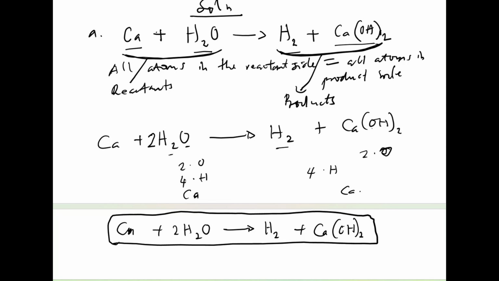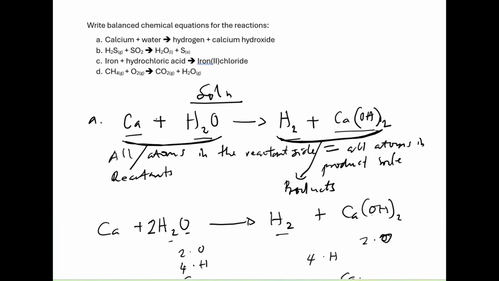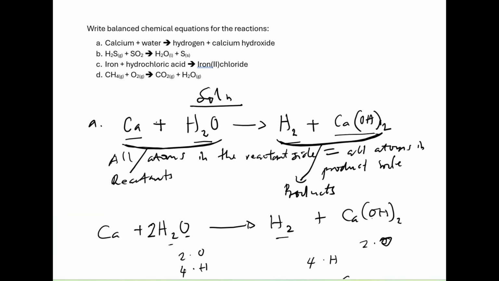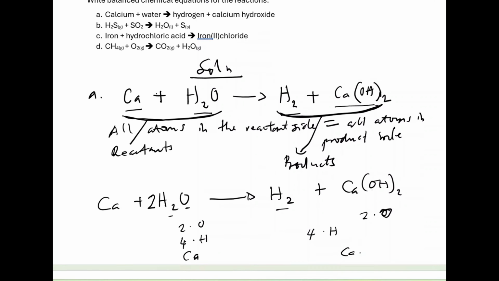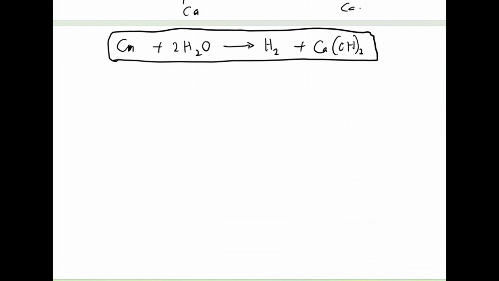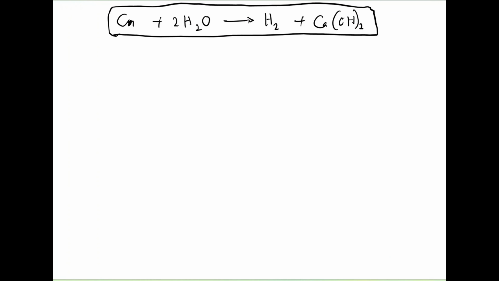All right. Now let's move to the second question. What's there in the second question? The second question says H2S in the gaseous state plus SO2 also in the gaseous state produces H2O in liquid state plus sulfur in solid state. All right, let's have it here. Okay, this here will be our B.